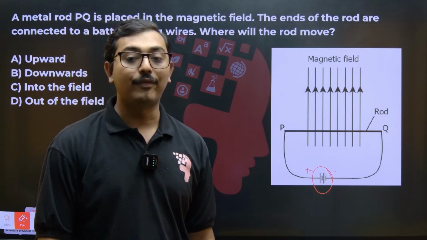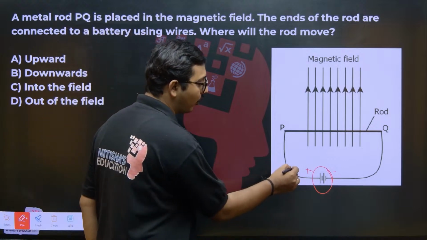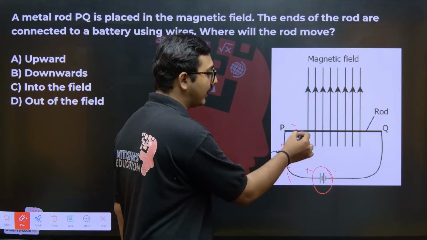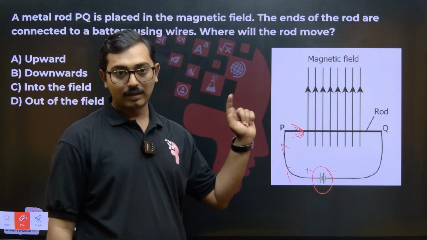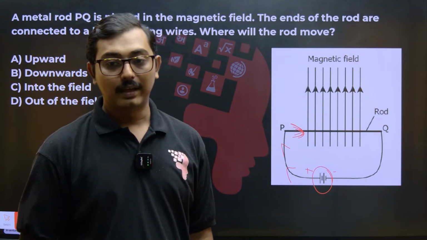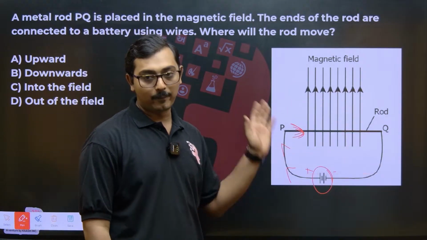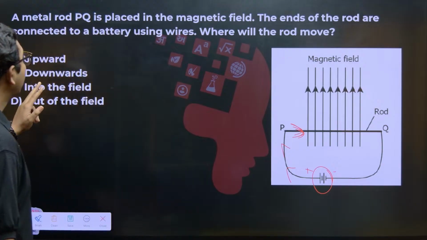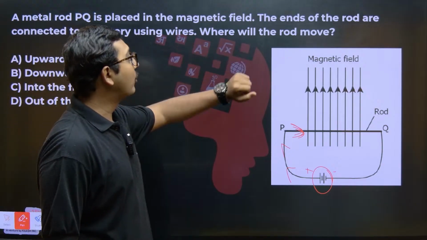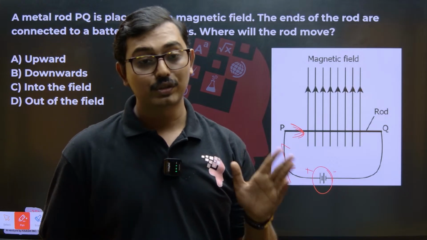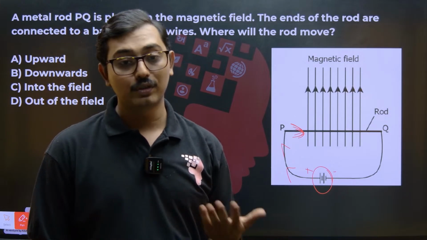So what can we say? From the positive terminal current flows. So the direction of current is in this direction. Okay, and the magnetic field lines are upward. What do they want to find? Where will the rod move? What is the motion of the rod? They want to find the motion of the rod.